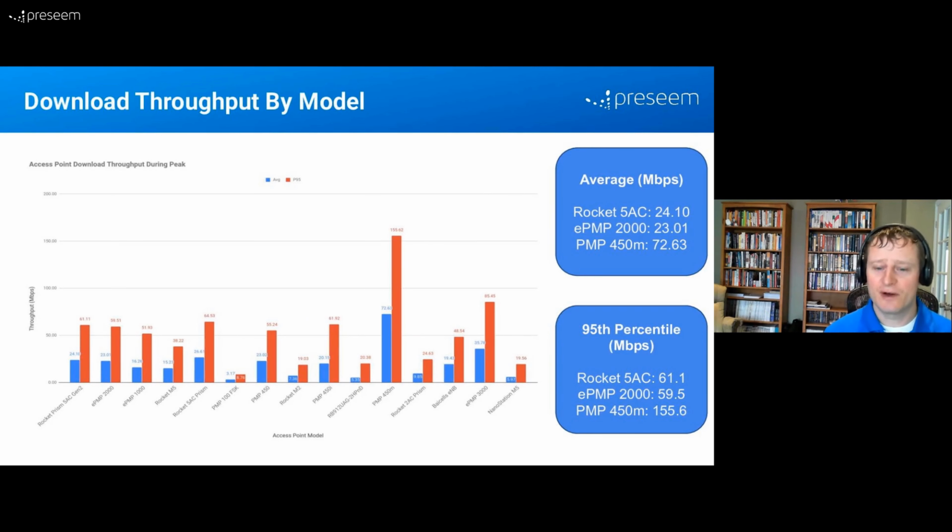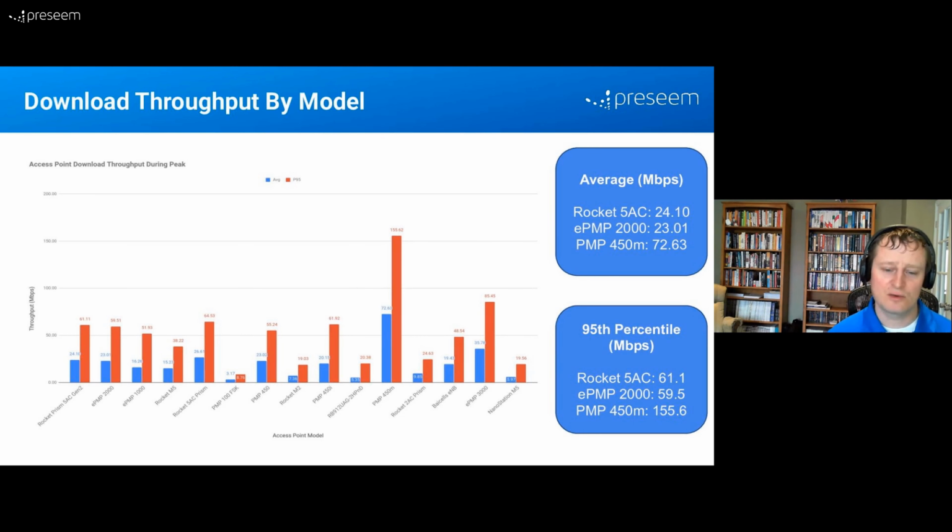Download throughput, also very interesting. Similar approach, P95 trying to get at what the model's capable of. Here we see a Rocket 5 AC, 61 megabits per second, EPMP about 59 megabits per second, and again, the giant tall bar is a 450M. And here you'll see, if you look on the far right, the EPMP 3000 is another tall bar, and we'll get to that in a couple minutes when we get to that little bonus section.